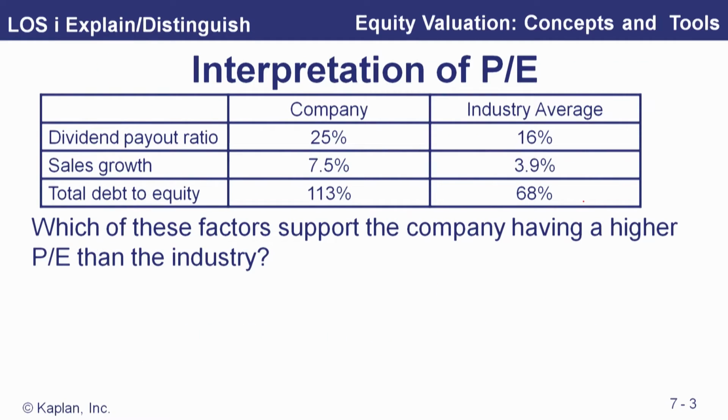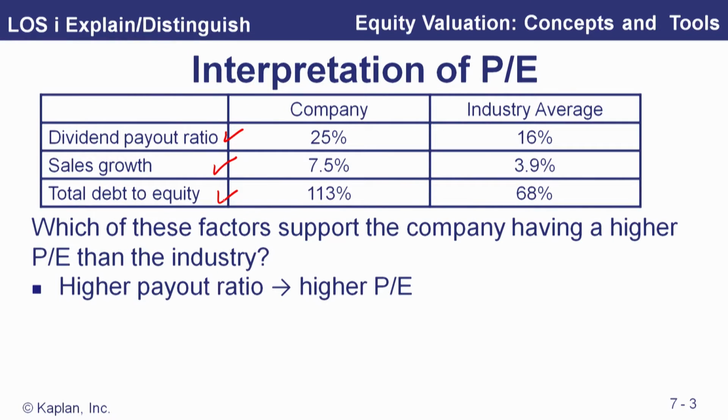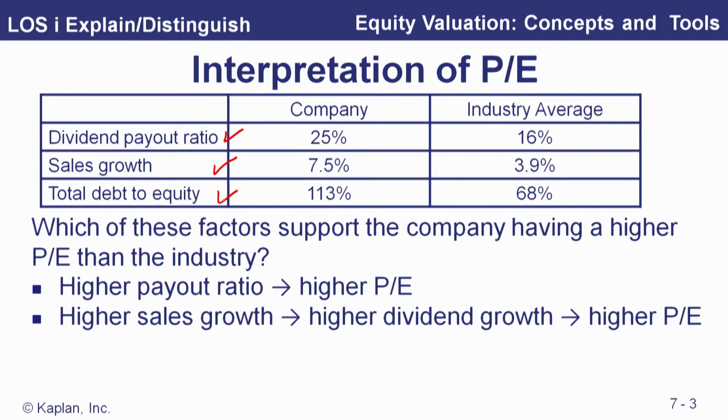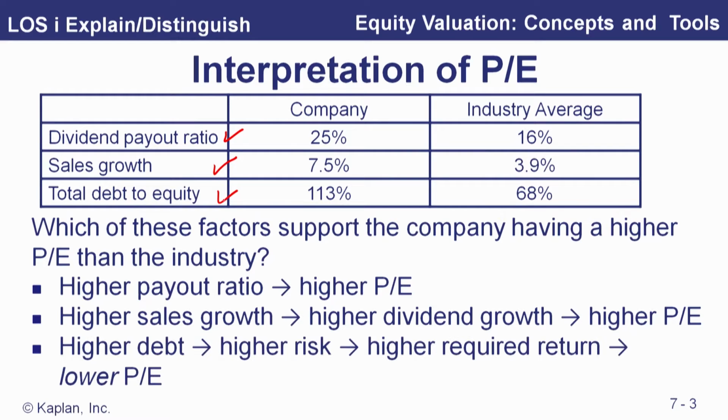So when interpreting a PE, let's take a look at this chart here. We've got the dividend payout ratio, the sales growth rate, and total debt to equity for a company and for the industry average. So we're comparing it to a peer group here, an industry peer group. Which of these factors support the company having a higher PE than the industry? Well, higher payout ratio, higher PE. Higher sales growth means higher dividend growth and higher PE. And higher debt means higher risk.